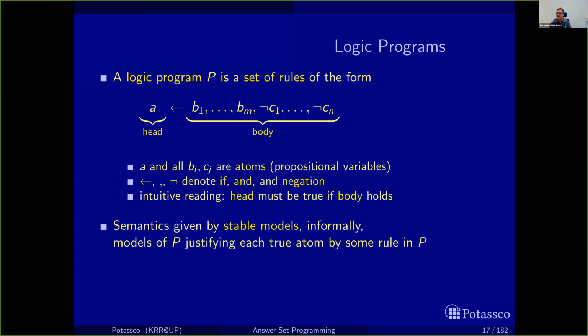Like a Boolean model, like a model that you all know, just that every atom that is true in this model must also be justified by a proof, actually a rule that derives it, and in this rule also its antecedents must be derivable until you go back to the facts. That's the really different part.